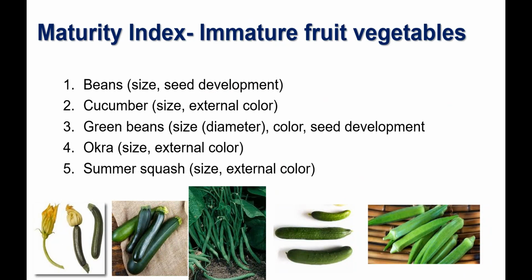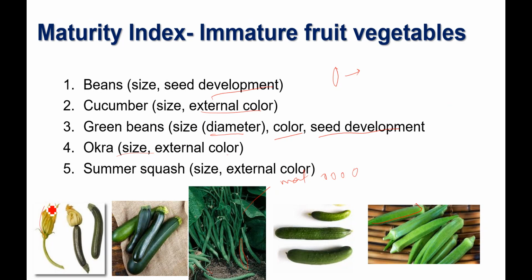Immature fruit and vegetable, like beans. You see, beans in their initial immature stage have a very small size, but the moment they come to the mature stage, the seeds grow into them. So seed development takes place. Cucumbers have a small diameter. Color also changes from green to yellow. Also the seed development takes place in the case of green, and external color changes for cucumber. Okra, as I gave you before as an example, size and external color changes.